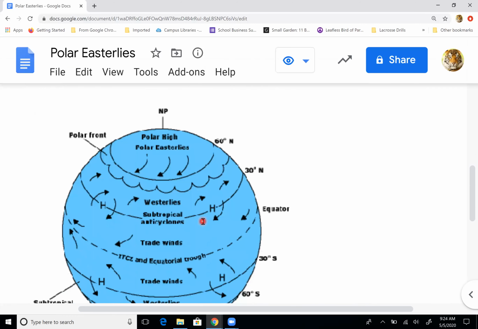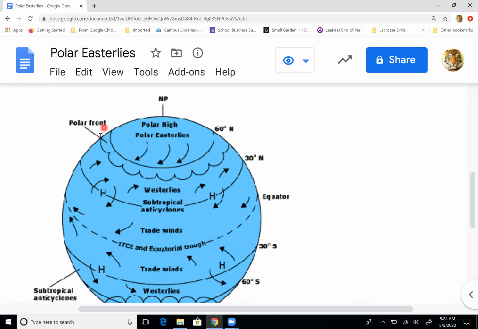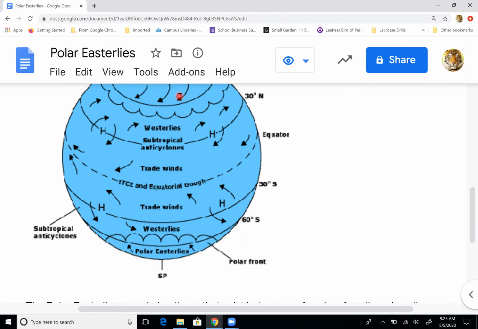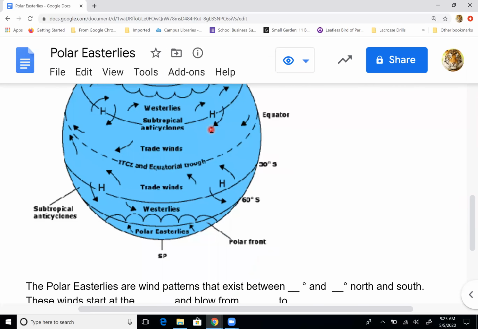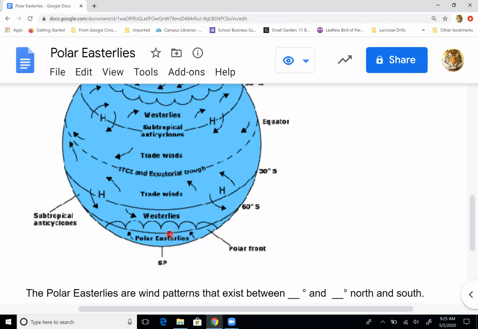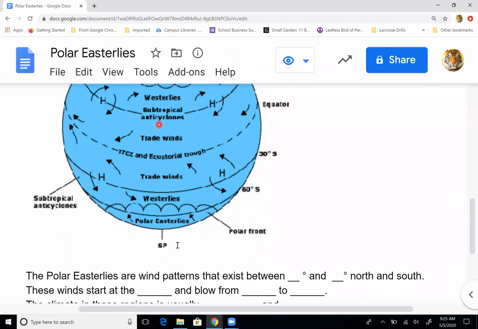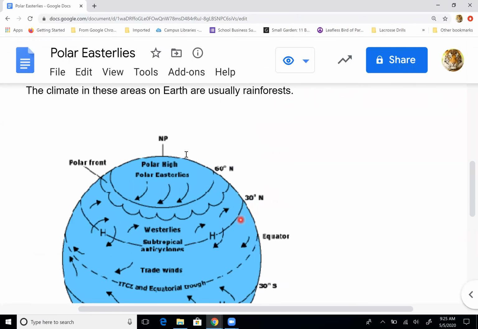So today we're going to learn about the polar easterlies, the last of the major wind patterns that we learn about. These wind patterns occur between 60 degrees and 90 degrees, north and south. Both hemispheres have the same polar easterlies, and they originate at the poles and move in a westerly, or western, direction.